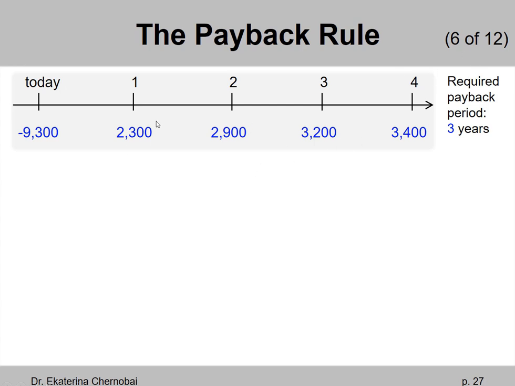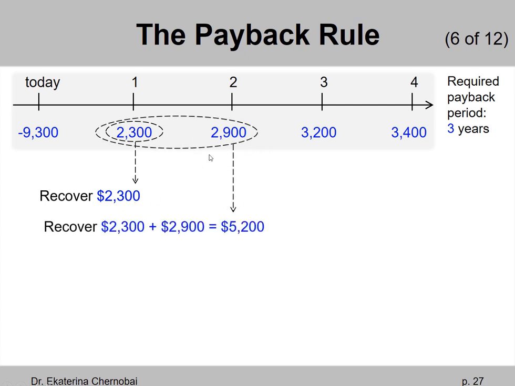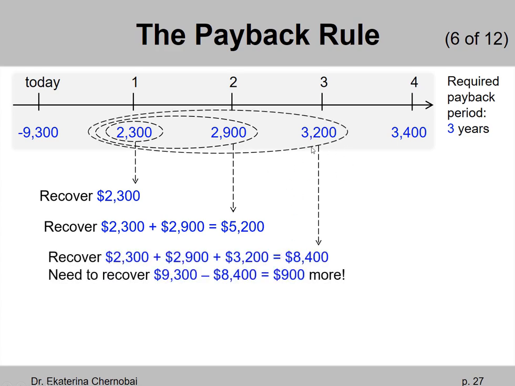Okay, let's calculate the actual payback period. So if you wait 1 full year, we will recover $2,300, right? If you wait another year, we will recover another $2,900. So we are now at $2,300 plus $2,900 equals $5,200. We are still far away from $9,300 that would be invested, right? So let's keep adding the numbers up. Let's see how much we'll recover if we wait another full year. So we wait another 1 year, which is the 3rd year on our timeline, and that brings us another $3,200. So where are we at? $2,300 from the 1st year, plus $2,900 from the 2nd year, plus $3,200 from the 3rd year. We are now at $8,900.